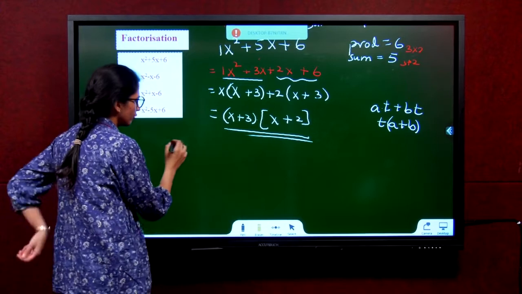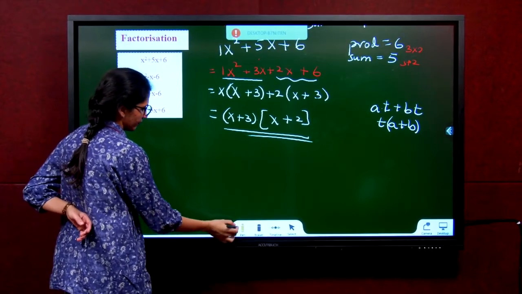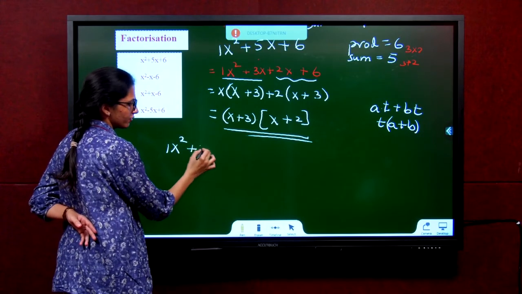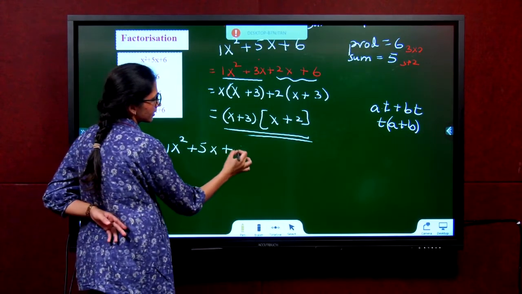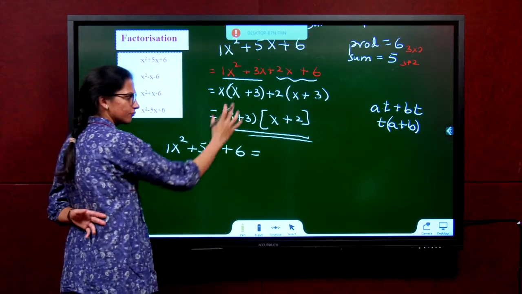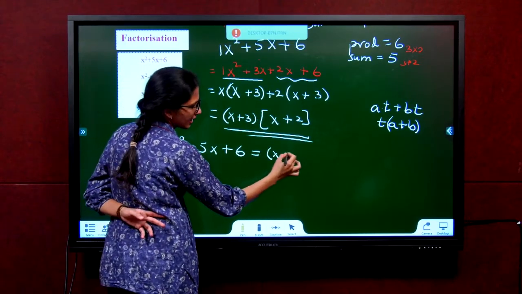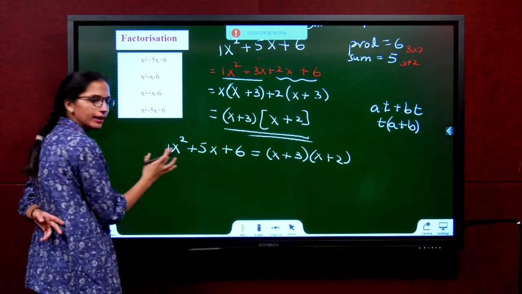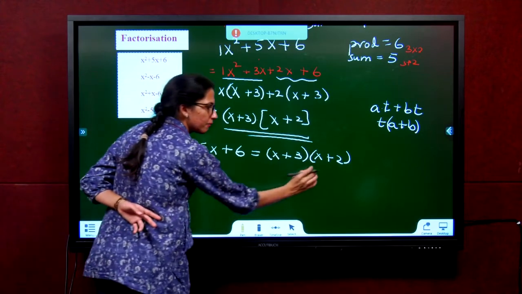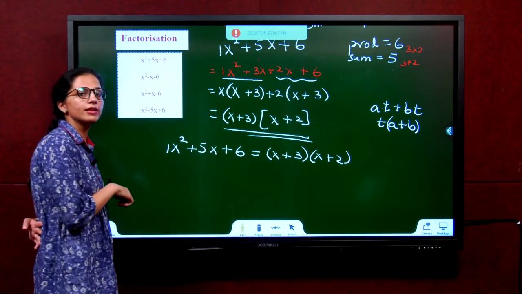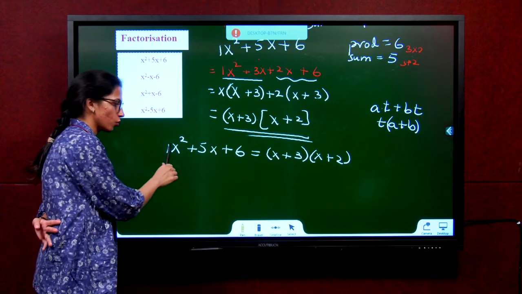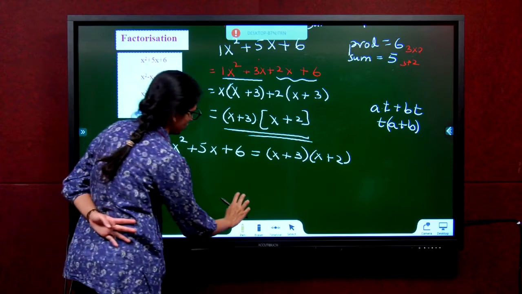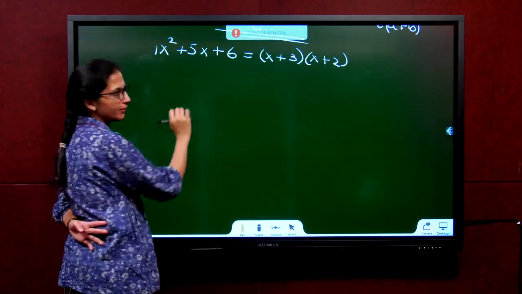So what did we do? We converted 1x square plus 5x plus 6. Same thing. We took it step by step and we made it x plus 3 into x plus 2. Here it's only addition and subtraction. We made it multiplication here. This is known as factorization. So what did we do? We factorized this. So now let's understand a little deeper of this.